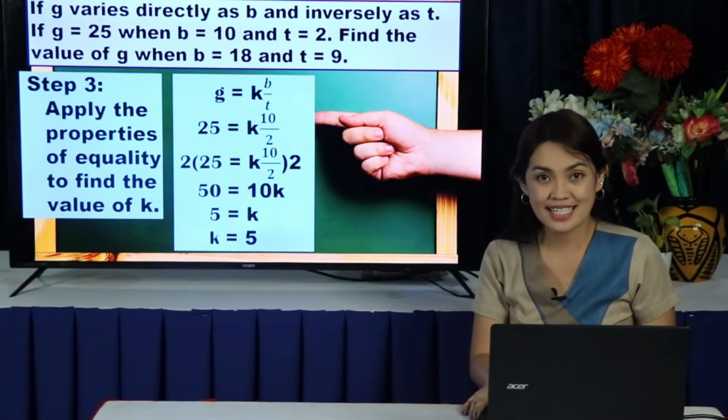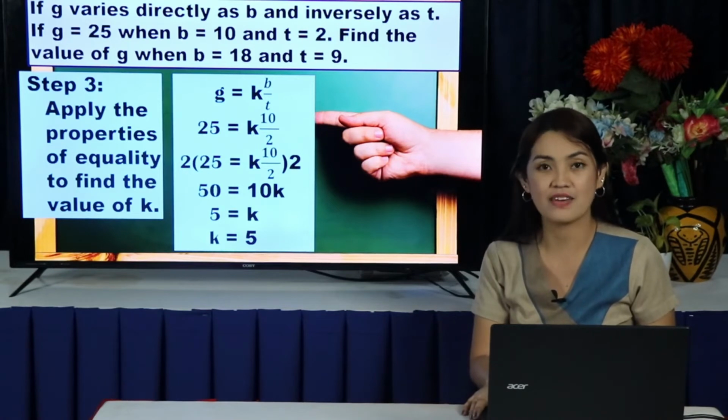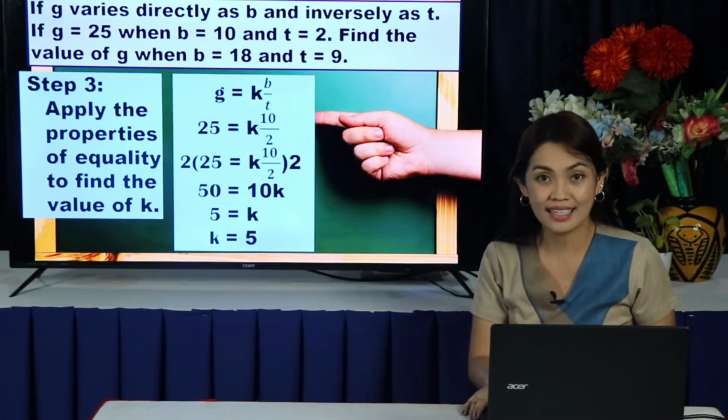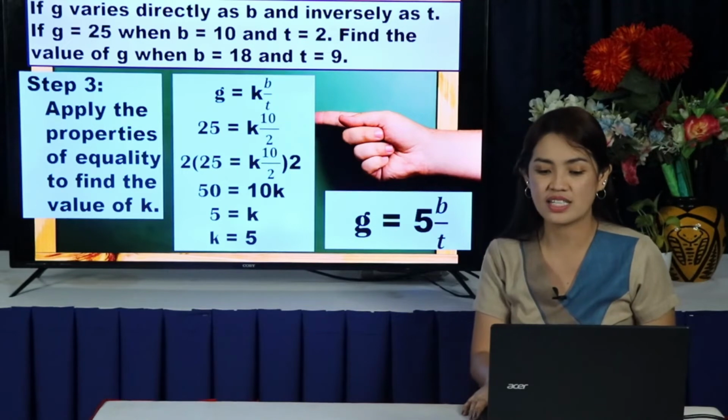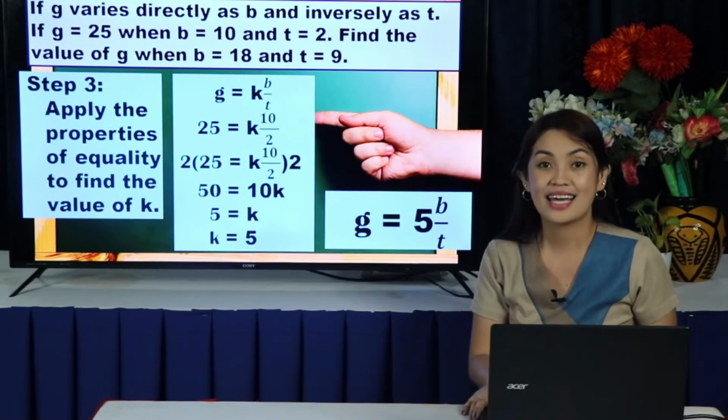Divide both sides by 10. So it becomes 5 equals K or K equals 5. The constant of variation is 5. Hence, the general equation is G equals 5 times B over T.